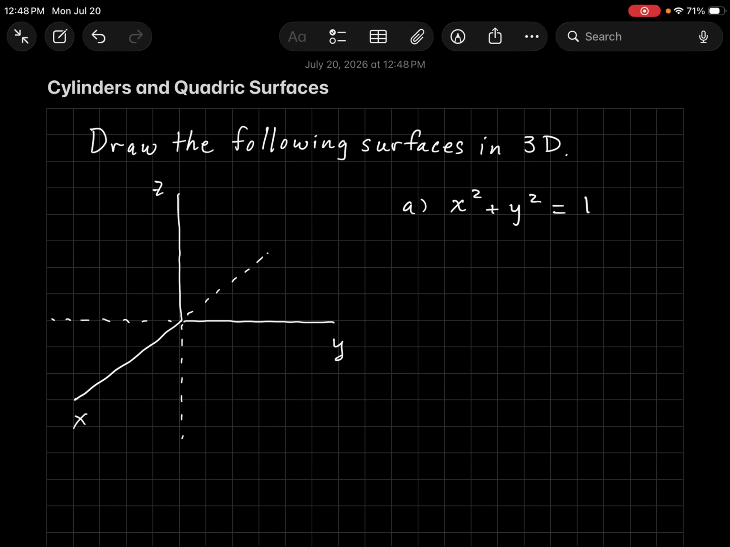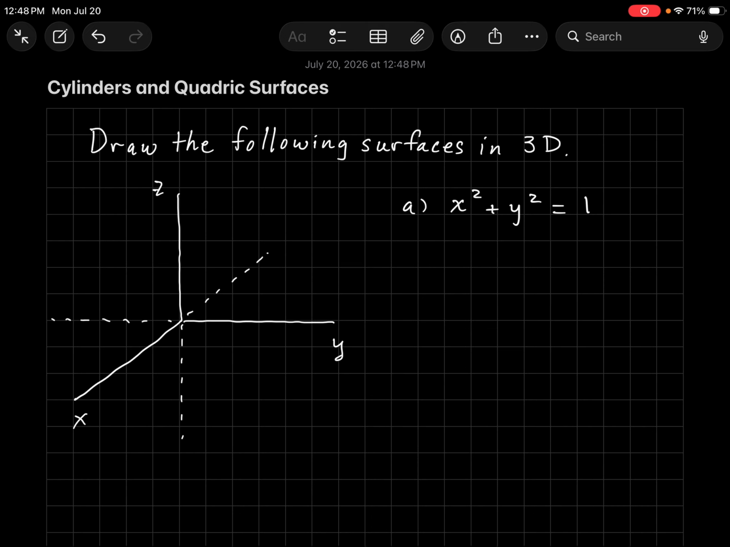Cylinders and quadric surfaces. In this video, the goal is not to show you all the different quadric surfaces and all the different cylinders and things that we could draw, but instead is intended to give you techniques that you can use to draw all sorts of different surfaces in three-dimensional space.